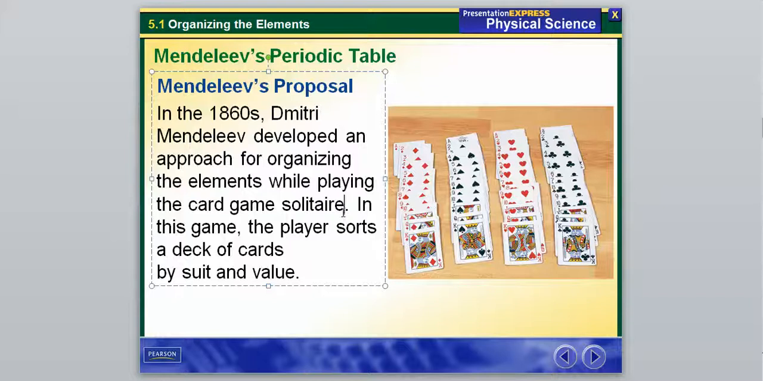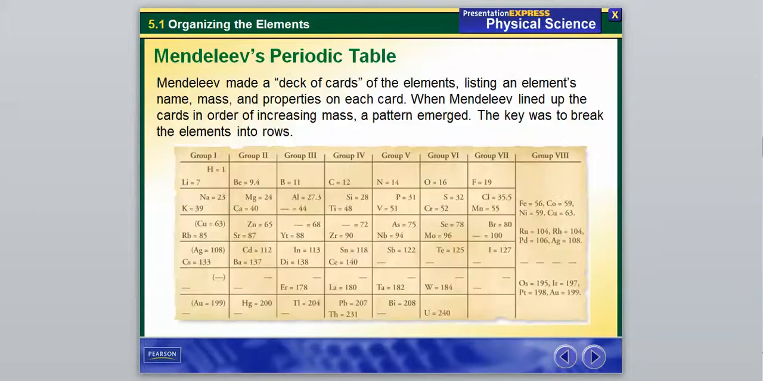playing the card game Solitaire, and in this game the player sorts a deck of cards by suit and value. So over here on the right, hopefully you guys have all played Solitaire, probably on your computer before. Again, you have to start with the aces, then with the ace of diamonds you put the two of diamonds, and so on until you organize all of the cards just like that. So he was playing that game, and that gave him an idea of how he could organize the elements.